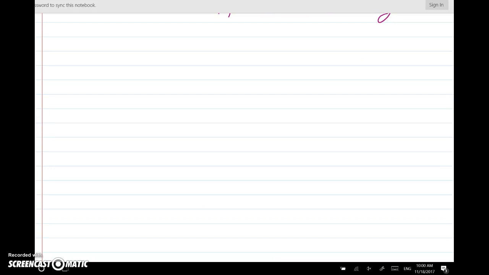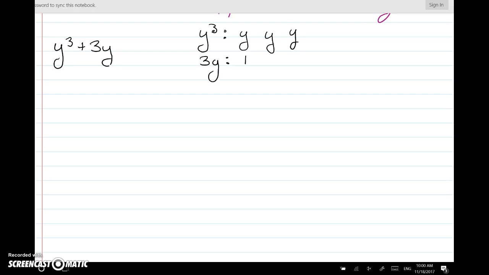Let's look at y to the third plus 3y. Again, I'm going to see what factors they have in common. Y to the third is basically made up of y times y times y, and 3y is 1, 3, and y. Well, the only term they have in common is y and y. So let's pull that y out.